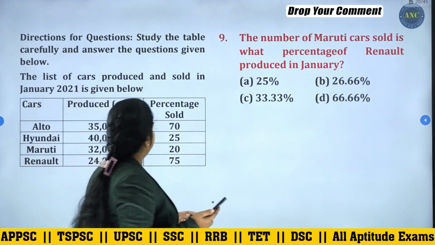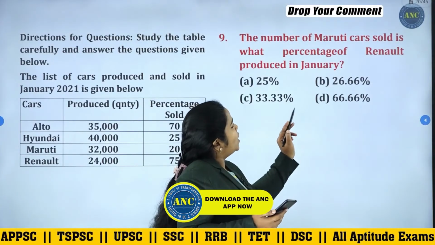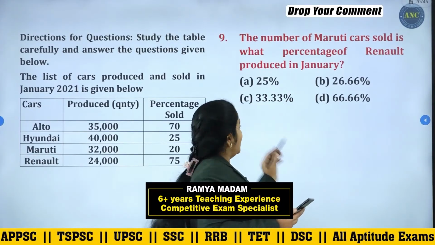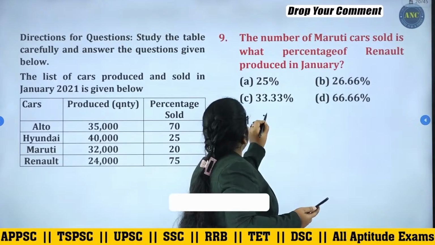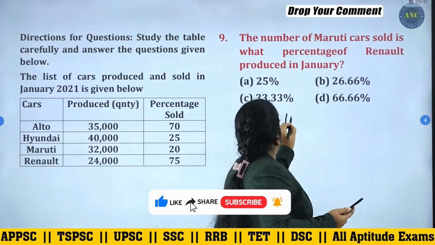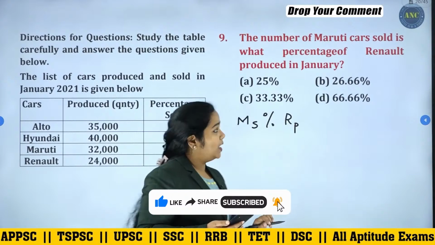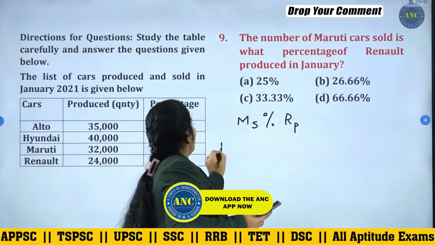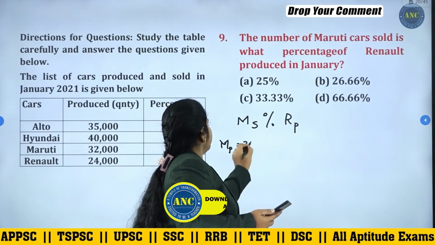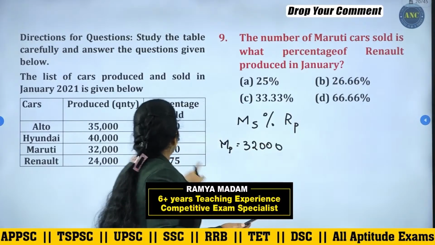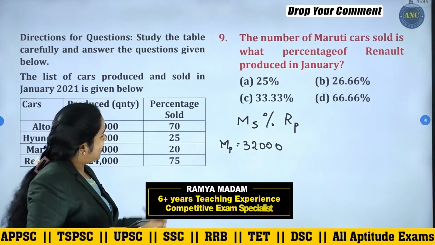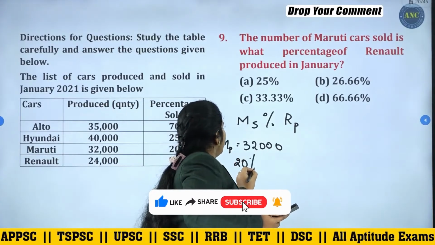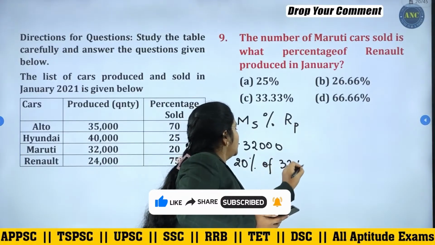So, next question. The number of Maruti cars sold is what percentage of Renault produced in January? Maruti sold is what percentage of Renault produced? Okay, go for Maruti. Maruti production is 32,000. Sale percentage is 20%. They're asking sold only, no? So 20% of 32,000.